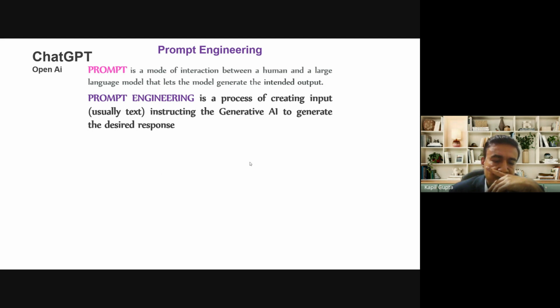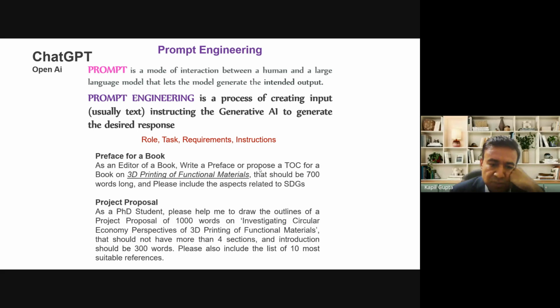If you type a precise prompt, then you will get the most precise answer from the AI generator. So these prompts are a collection of role, task, requirements, and instructions. So we'll see various prompts.